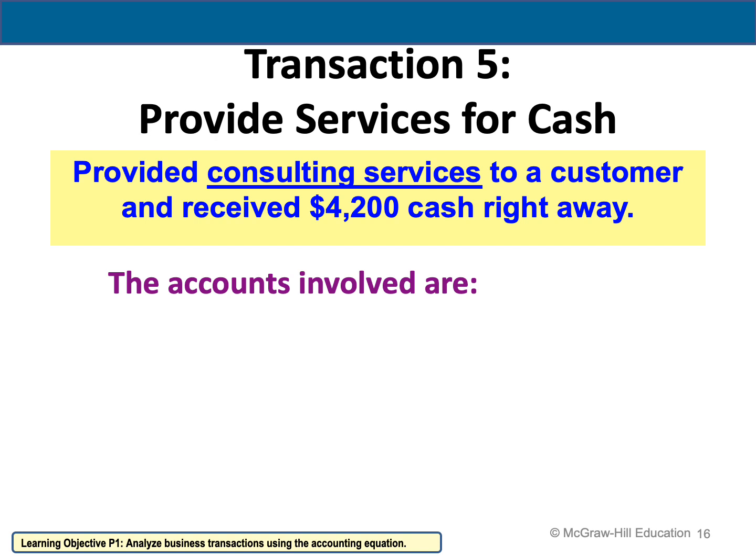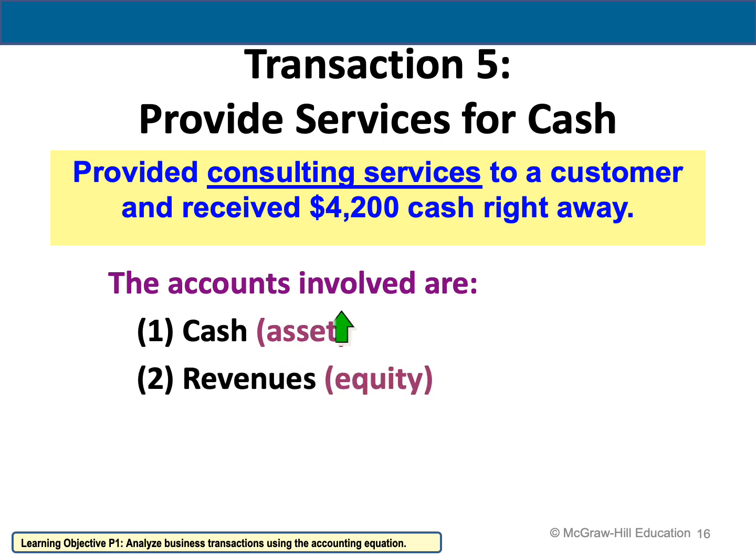The main important part is I completed the service and I received cash of 4,200. So my cash definitely is increasing, okay? And my revenue is also increasing. Revenue is part of the equity and cash is part of the assets.